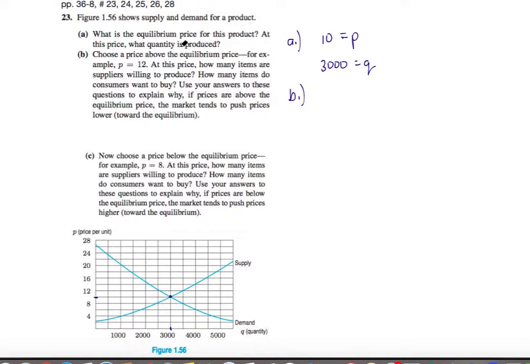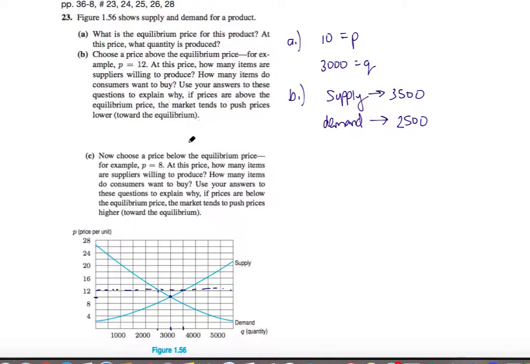For part B, we want to choose a price above the equilibrium price, for example, P equals 12. So that is this right here. At this price, how many items are suppliers willing to produce? I'm going to take from my graph on the supply curve, go straight down, and this gives me that suppliers would want to make about 3,500. And then how many do consumers actually want to buy? That would be here where we cross the demand curve, approximately 2,500.